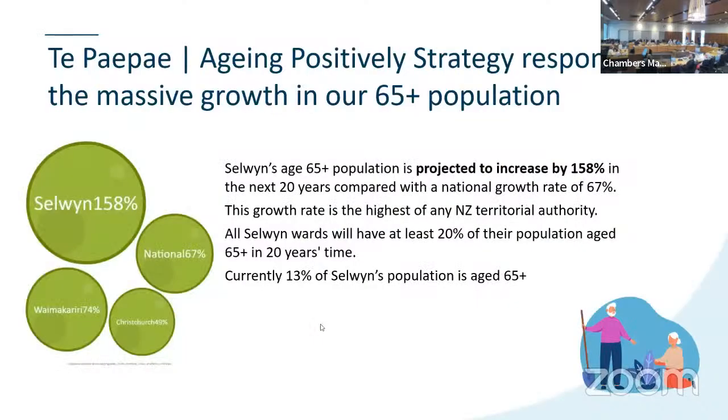Okay, so as Claire mentioned before, Selwyn is facing the highest 20-year rate of 65 plus age group population growth of any territorial authority in New Zealand. In 20 years, our age 65 population is predicted to grow from 13% today to over 21% of Selwyn's total population. This represents a growth rate of 158% compared to a projected national growth rate of 67%. So the scale at which we need to prepare will be a lot quicker than other councils.